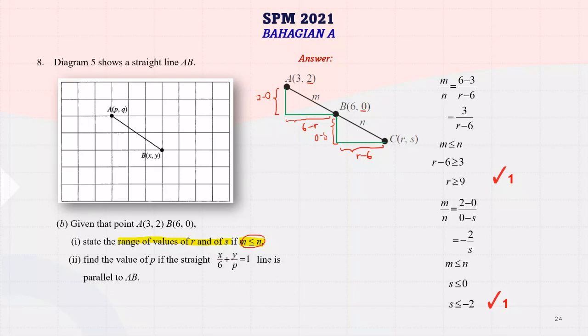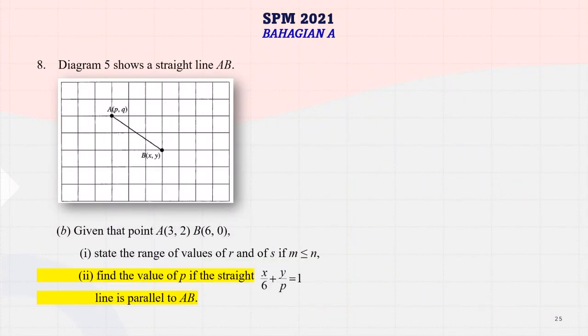Now we go to question 8B2 Roman. Okay, the one that I highlight. Find the value of P if the straight line X over 6 plus Y over P equals to 1 is parallel. Okay, the keyword in the sentence is parallel. If two lines are parallel to each other, it means M1 equals to M2. The gradient will be the same.